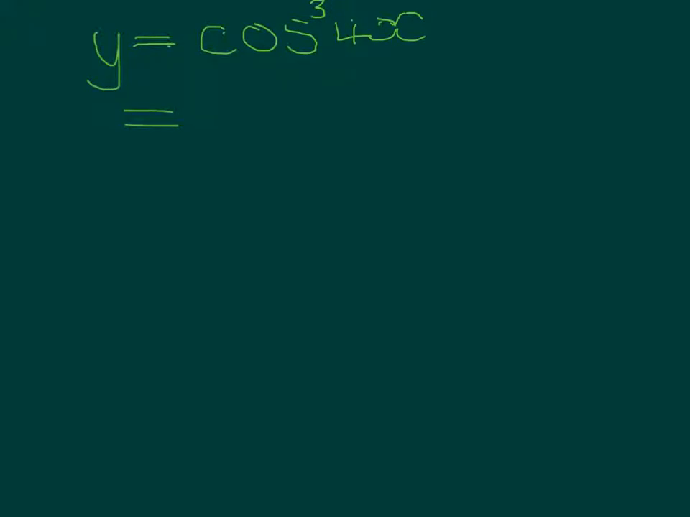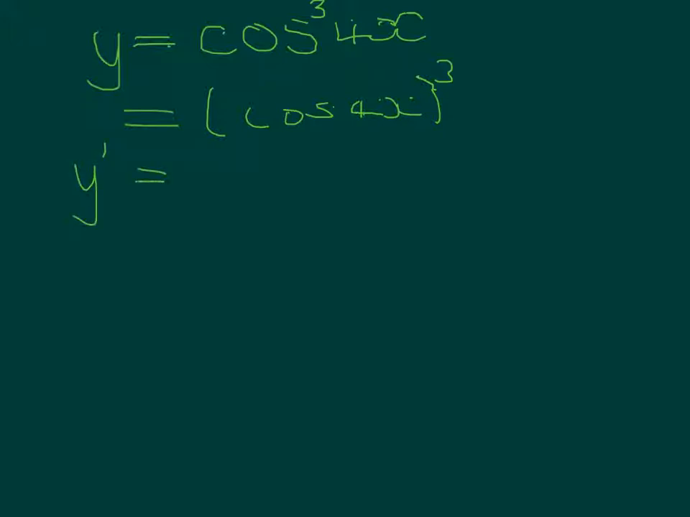This time we've got cos cubed of 4x, and we're going to have a look at differentiating that. So remember that this is just cos 4x, all cubed. Now this is interesting because this is a composite function of a composite function. So let's have a look at differentiating it.